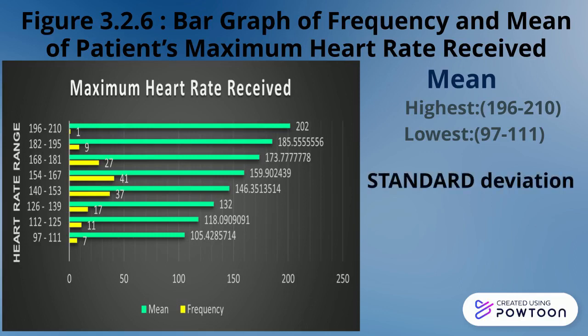Second data will be standard deviation. It shows the variation of the data. Currently, the highest is 5.769, whereby the lowest is 0. Hence, 95% of the patient categorized as heart disease patient.